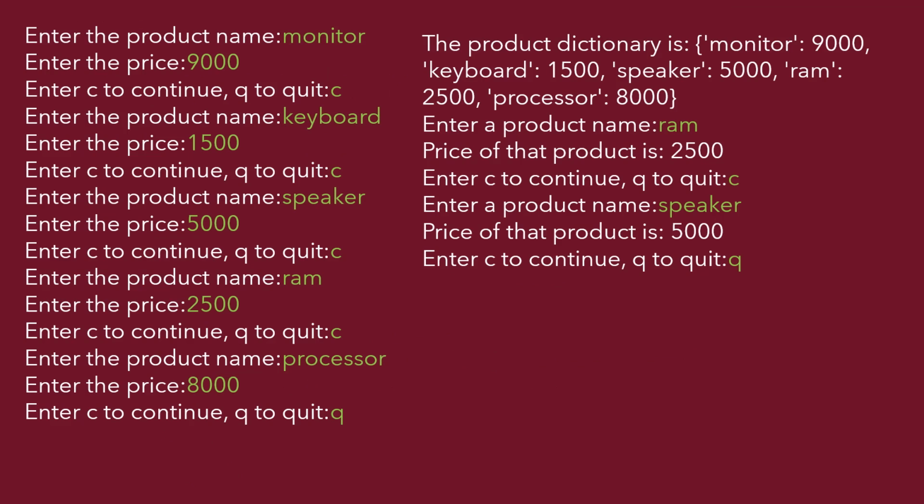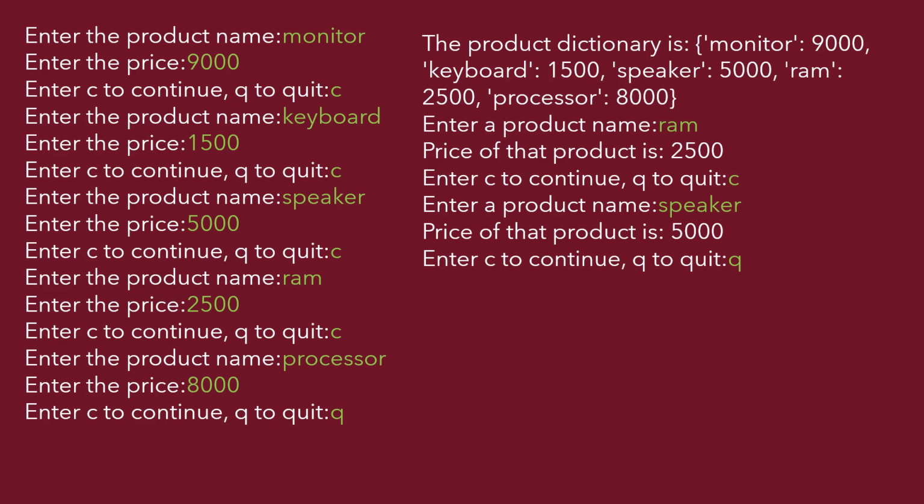Now you can see once you run the program, it will ask the user to enter the product name. Let's say the product name is monitor, then it will ask for the price. You have to enter the price. Then it will ask the user to enter C or Q. If the user presses C, then it will again ask to enter the product name and price. Like this, you can continue, and you can put some product names along with their prices. And once you press Q, then it will quit.